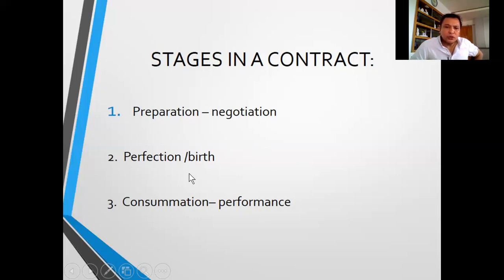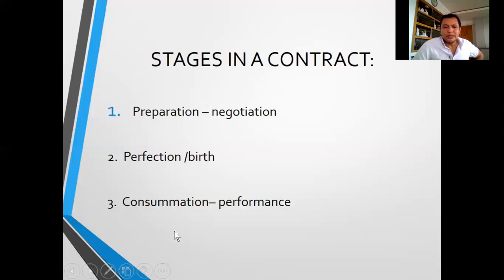Perfection or birth comes when the buyer accepts the counter offer of the seller for 12 million. The buyer says, okay, I will pay you cash tomorrow. So when he says okay, that's the perfection or the birth stage of a contract.